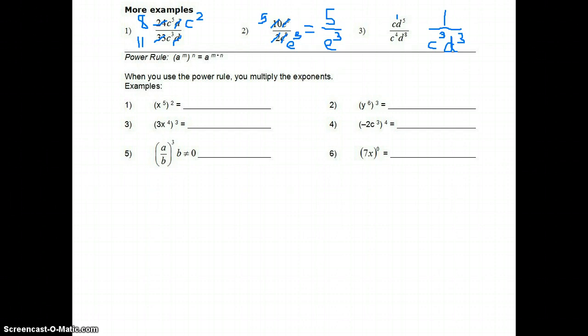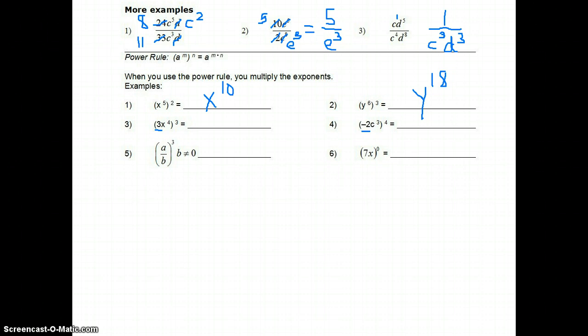So for number 1, just 5 times 2 will give us x to the 10th power. And that's it. Question 2 is equally as simple. 6 times 3, that will give us y to the 18th power. What's different in the next two questions is you have numbers raised to the power as well.